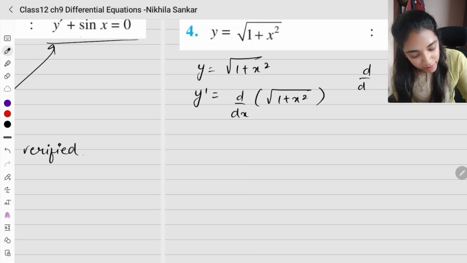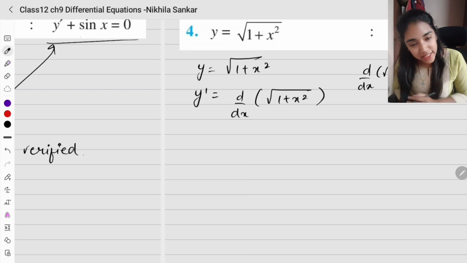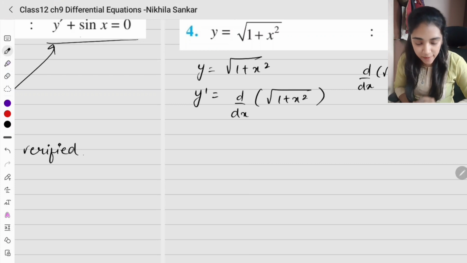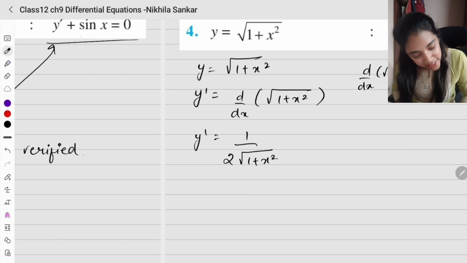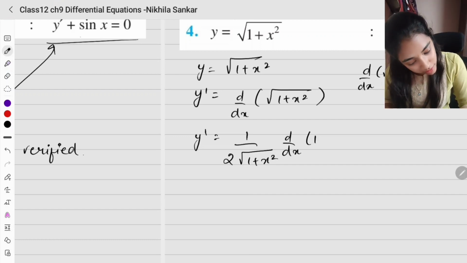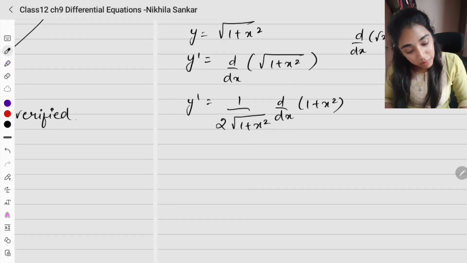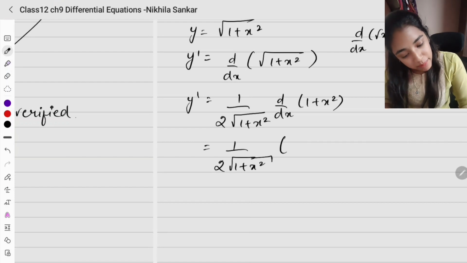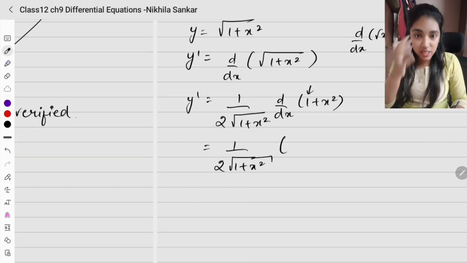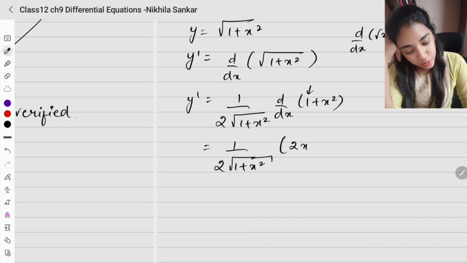What do you know about d by dx of root x? It is going to be 1 divided by 2 root x. This is the derivative of root x. So now when I do that, I have y dash equals 1 divided by 2 root of, what is my x here? 1 plus x square, times d by dx of 1 plus x square. So now you have 1 divided by 2 root of 1 plus x square times d by dx of 1, constant is going to be 0, plus x square, the derivative is going to be 2x.